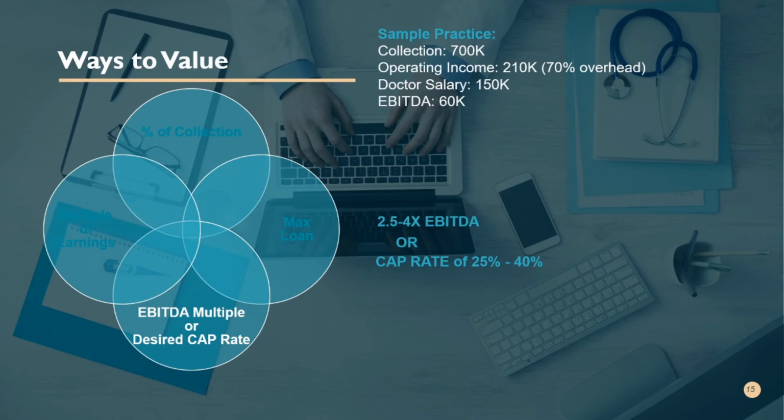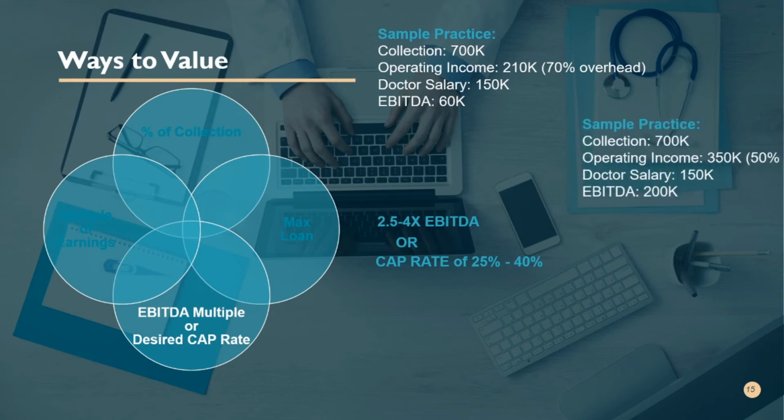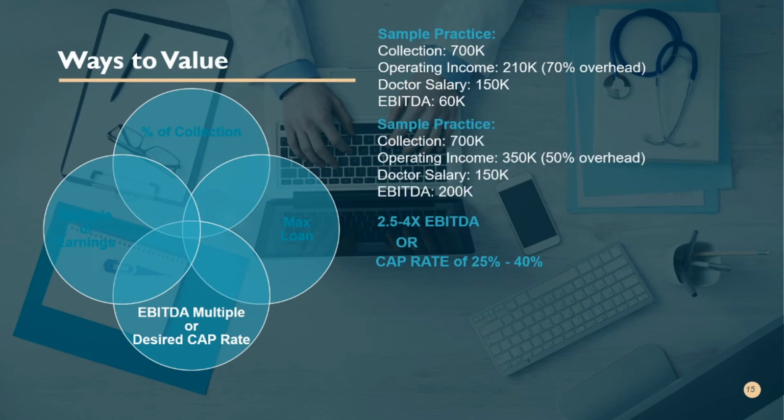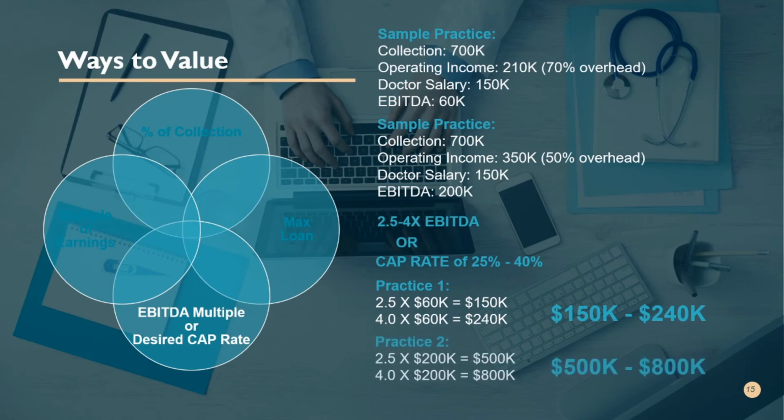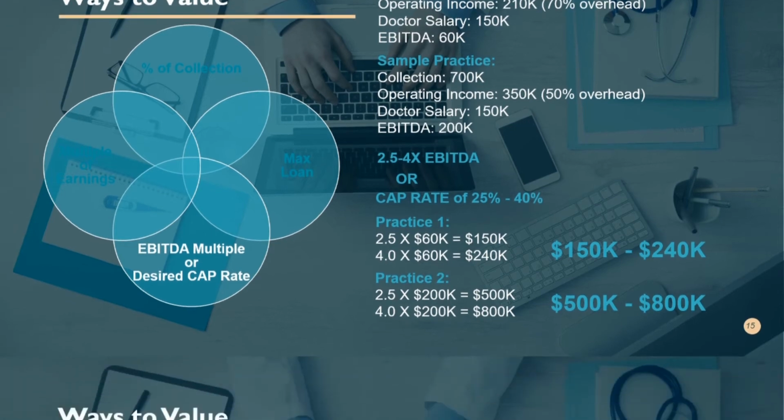So let's look at the second practice to understand this. Again, practice 1 has a high overhead, practice 2 has a lower overhead, and therefore their EBITDAs or their owner earnings are different. So practice 1 using this method would value between $150,000 and $240,000. And practice 2 would value between $500,000 and $800,000.